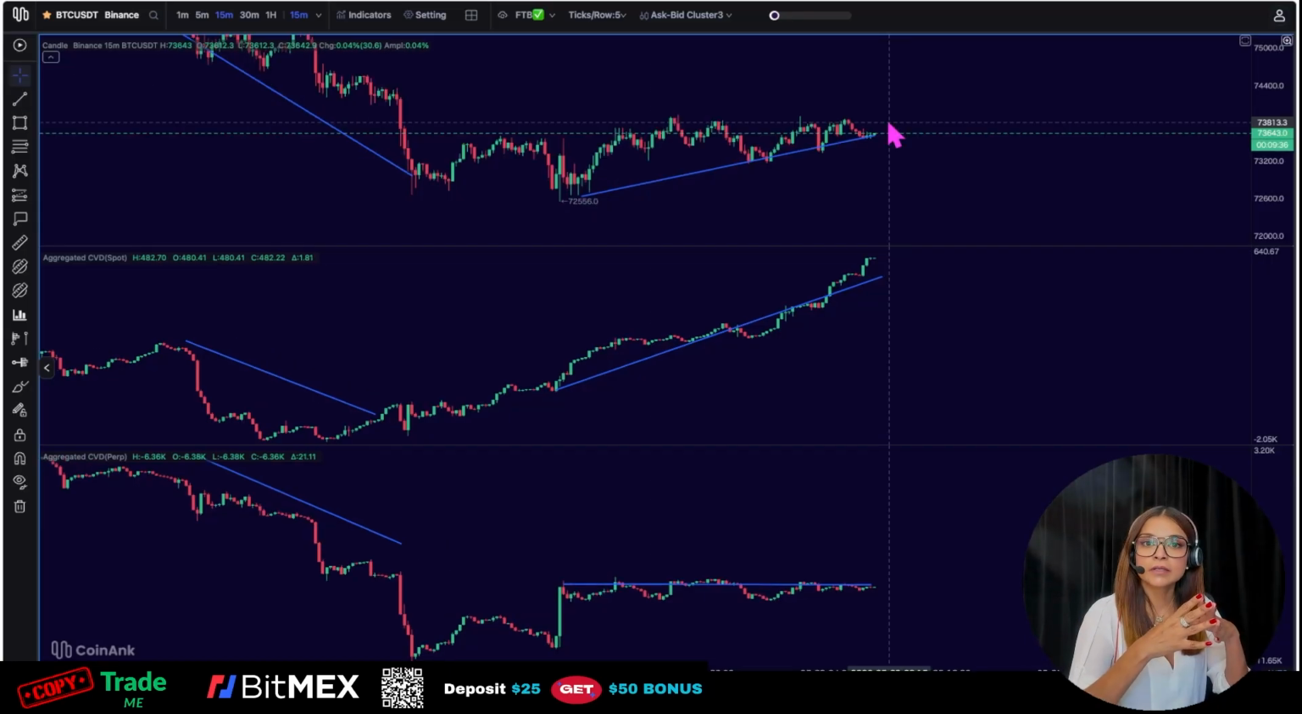Now, do I only look at CVDs for position entries? No, I don't. I look at CVDs, I look at funding rates, I look at open interest, but, and a big but, I do look at price before anything. So I usually like to see a nice market structure break before I enter into a position at a key level.